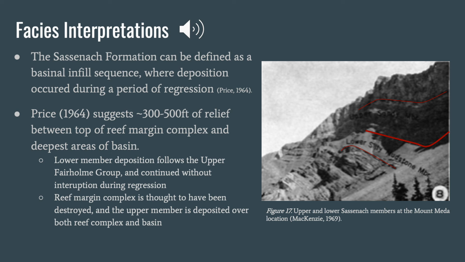Now on the right-hand side, figure 17 shows the upper and lower Sassenach members at the Mount Meta location, where the hard red line breaks up the upper and the lower members, and the thinner red lines just keep the boundaries between, like on either end.